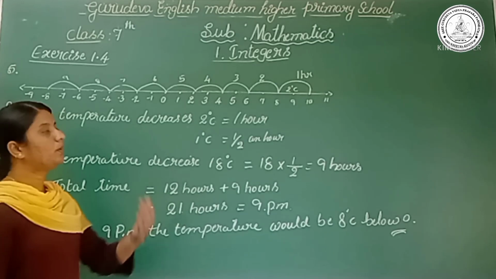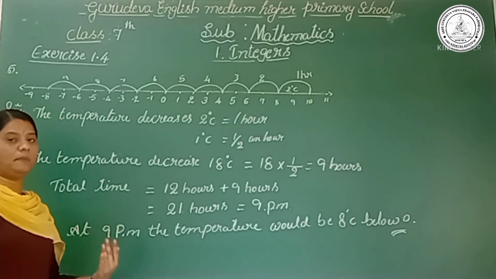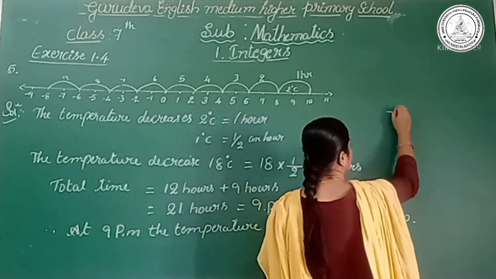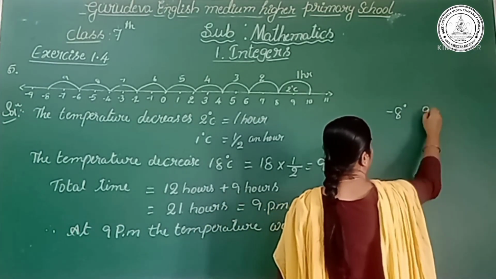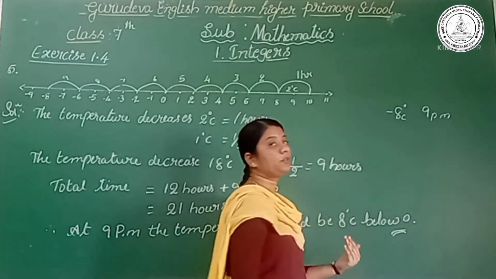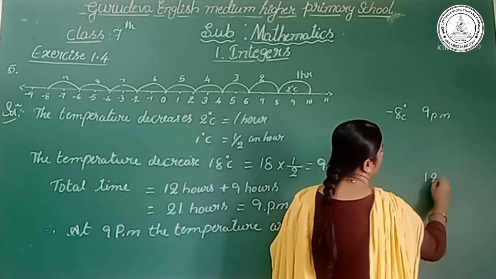Okay. So what would be the temperature at midnight? Midnight means at night 12 o'clock, right? It is minus 8 degrees Celsius for 9 p.m., and what would be the temperature at 10 p.m. and at 12 o'clock midnight?